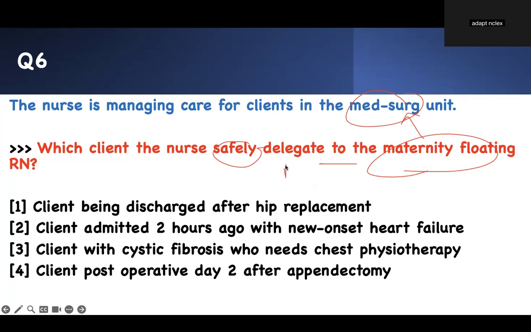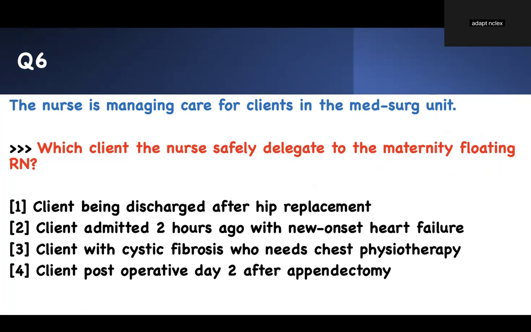Patient who is going to be discharged, negative. Patient who just returned from surgery, negative. New, fresh, right? Patient who is going to have specialized teaching, no. Therefore, client being discharged after hip surgery, negative. They can't do that, even though they're going home. Client admitted 2 hours ago with what? New onset of heart failure. What do you think? A client with what? Cystic fibrosis who needs chest physiotherapy. And a client post-operative day 2 after appendectomy. If you see these questions on your NCLEX, don't pick number 1. I intentionally give it to you right away. So don't go there. That's the number 1 answer choice most people will pick.